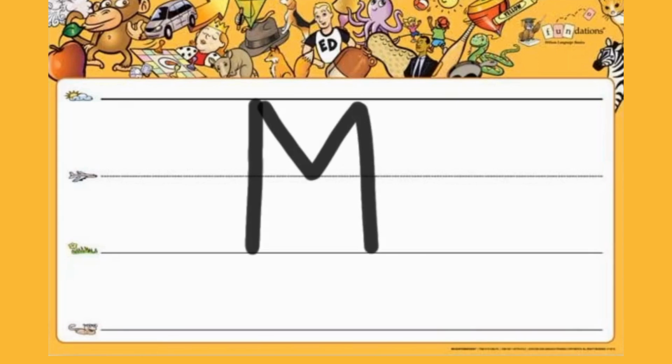For lowercase m, m is a plane line letter. It starts on the plane line. Point to the plane line, go down to the grass line, trace back up to the plane line, and make a hump, and then back up to the plane line and make another hump.